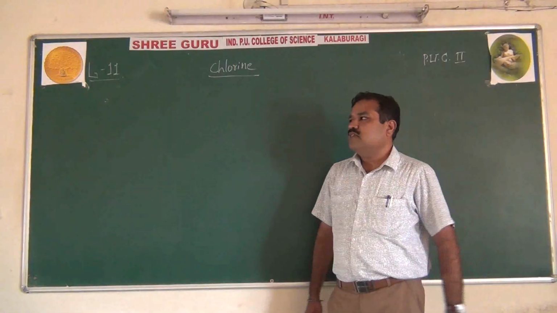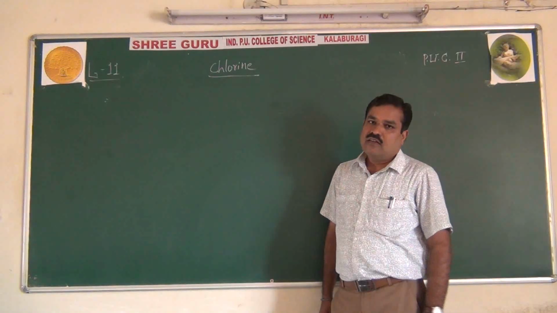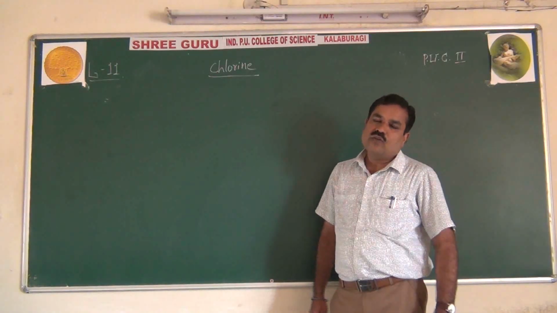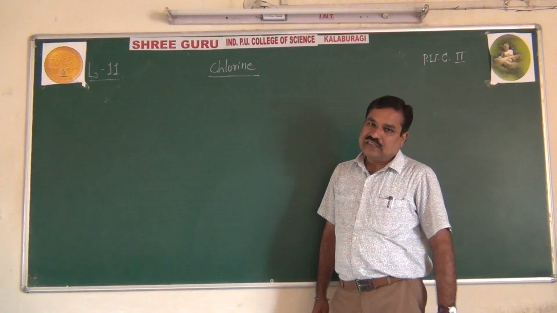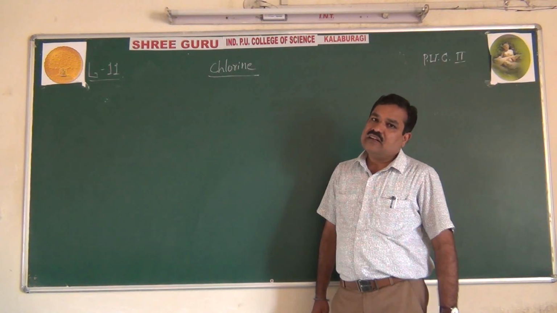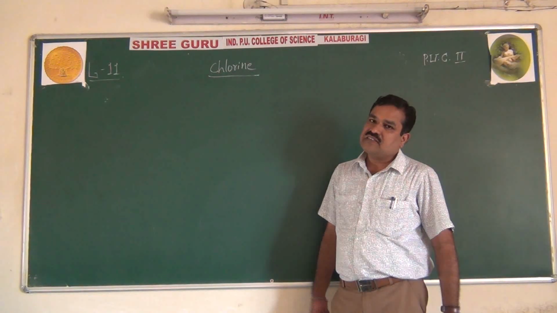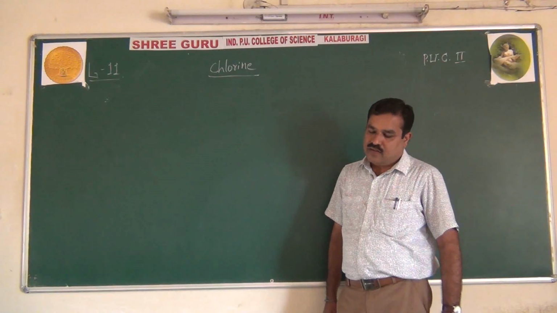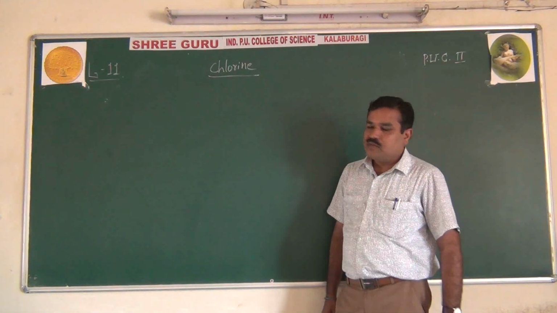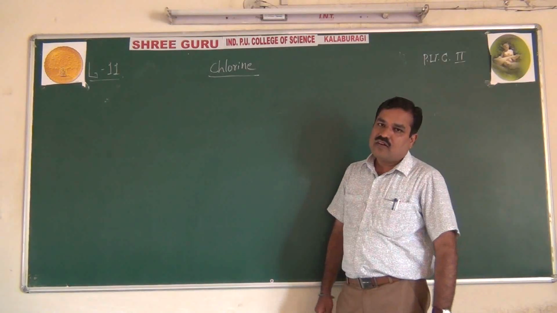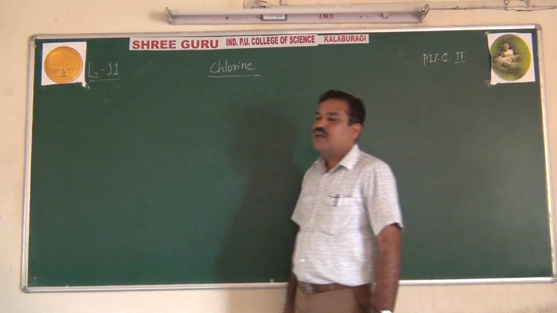And oxoacids of sulfur we are studying. Same way here also we will study chlorine, HCl, then interhalogen compounds, and lastly oxoacids of chlorine. Okay, that completes this 17th group. So today we will try to complete another important compound of the 17th group, that is chlorine.